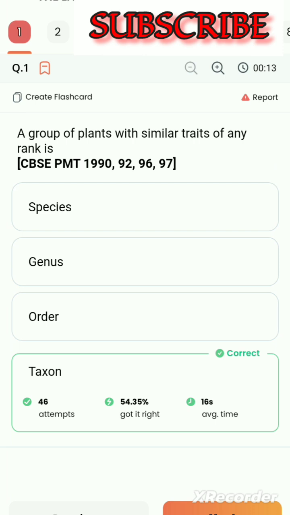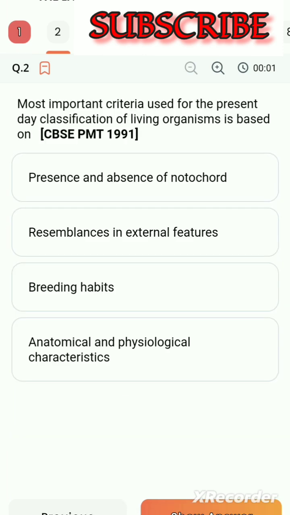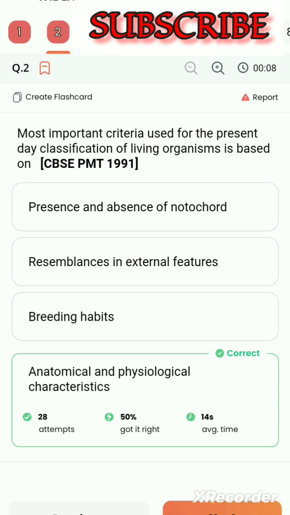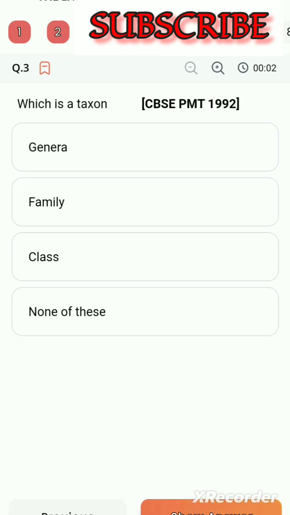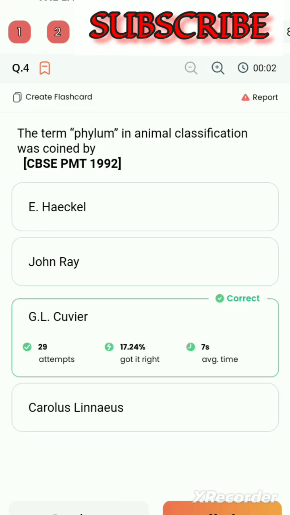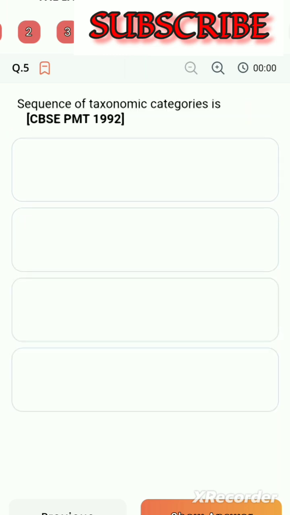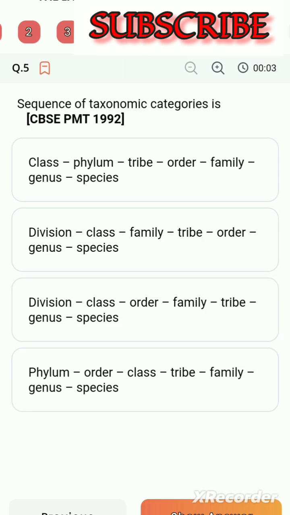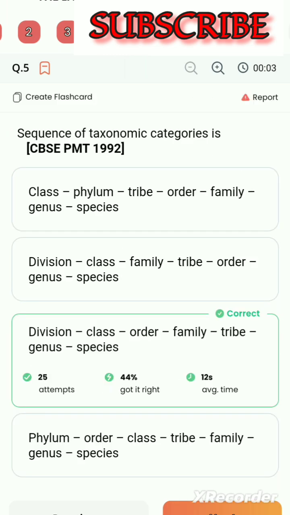Second question, the most important criterion used for present day classification of living organisms is based on anatomical and physiological characters, option D. Question number 3, which is a taxon? None of this. The term phylum in animal classification was coined by G.L. Cuvier. Next one, question 5, the sequence of taxonomical categories is division, class, order, family, tribe, genus and species, option C.